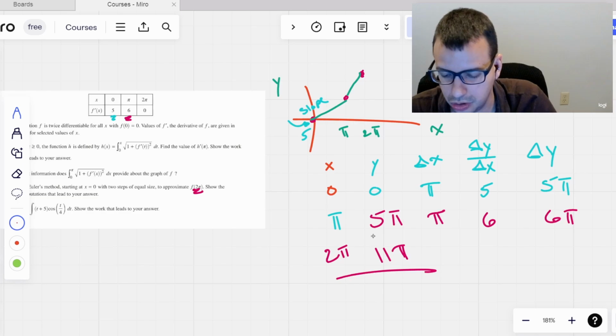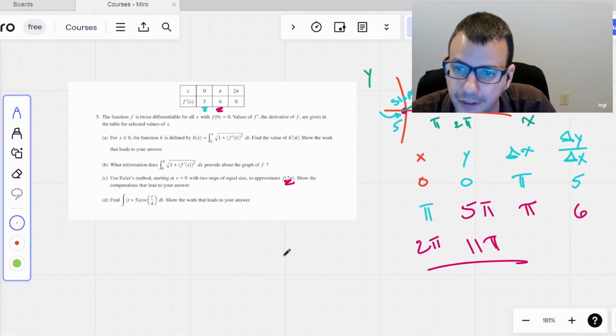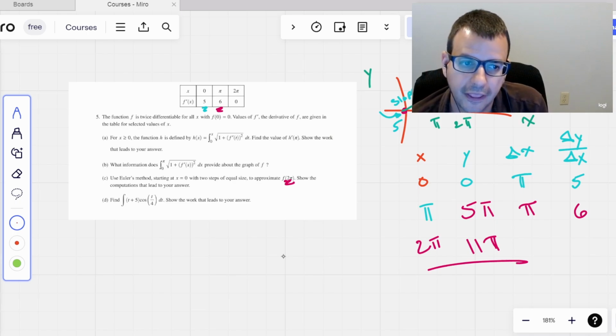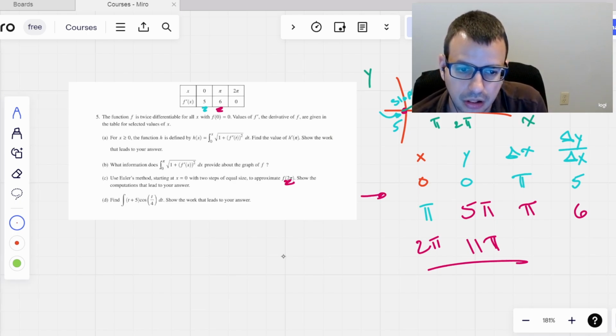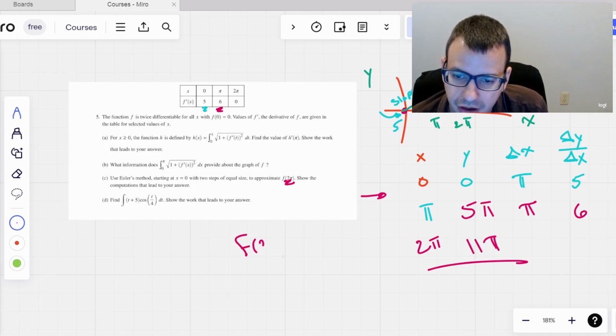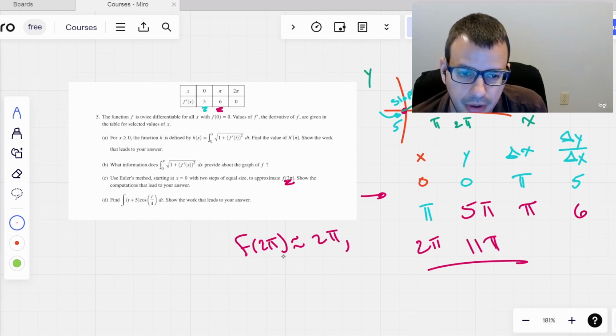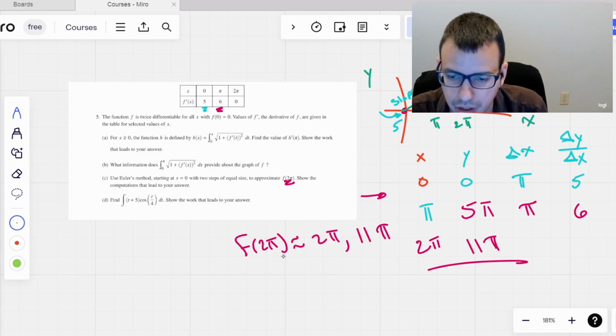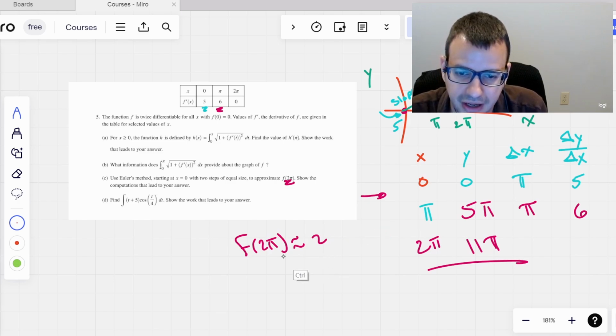And this is the answer we're looking for, so we're not going to go any further. We could, we're not going to. Using Euler's method, show the computations that lead to your answer. So, see table. F of 2 pi is approximately 11 pi. They don't care about the x value because the x values are already listed there.